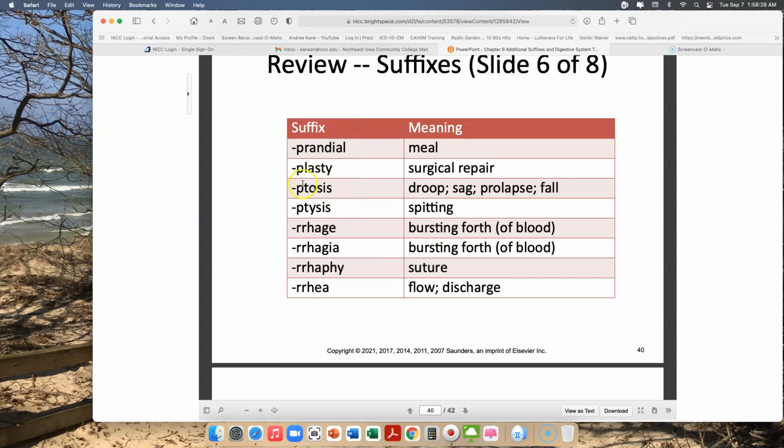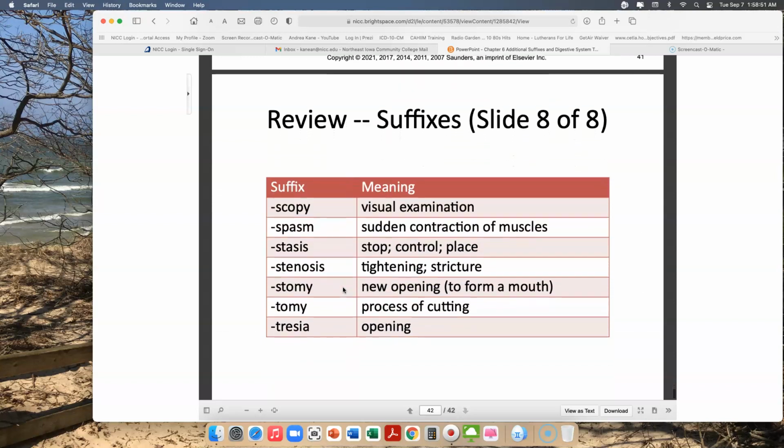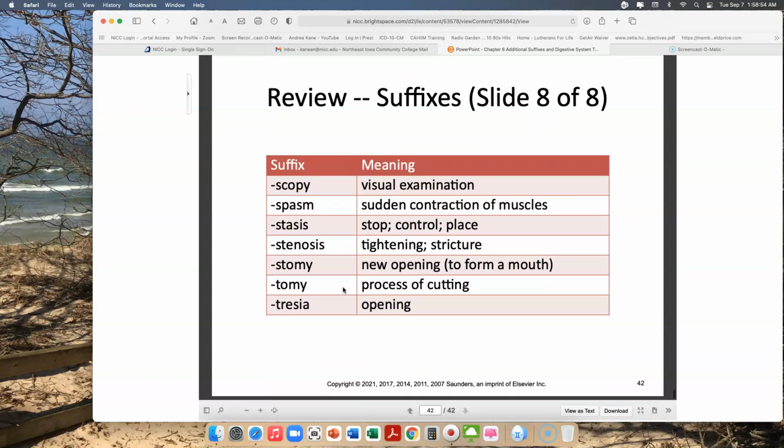Ptysis is spitting. So notice that the difference between that O and that Y is between droop, sag, prolapse, fall versus spitting. Rrhage and rrhagia mean the same thing, bursting forth of blood, and you kind of have to know what the context is to know which one to use. Rrhaphy, though, means suture. Rrhea is flow or discharge. Scopy, visual examination. Spasm, that sudden contraction of muscles. Stasis, stop, control, or place. Stenosis, a tightening, stricture or narrowing. Stomy is a new opening to form a mouth. Tomy is the process of cutting, and tresia is opening.